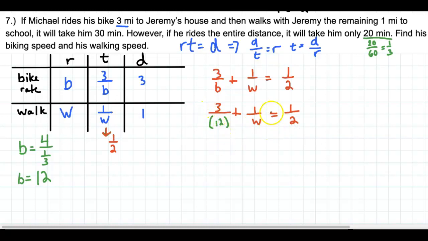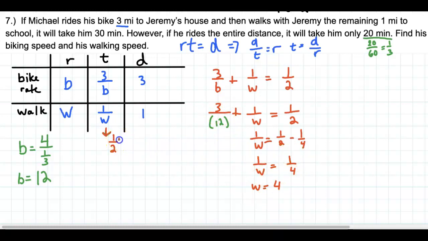And let's just go ahead and isolate. This is a quarter. So 1 over W is equal to a half minus a quarter. So 1 over W is equal to a quarter. Well, I can see W equals 4. I don't need to do anything else here. So W equals 4.